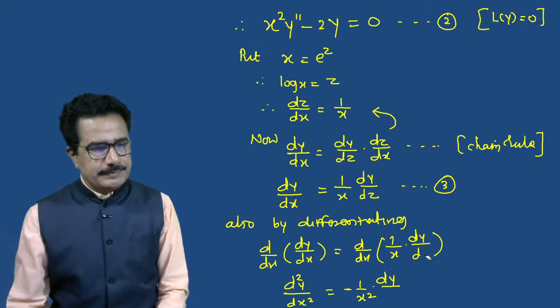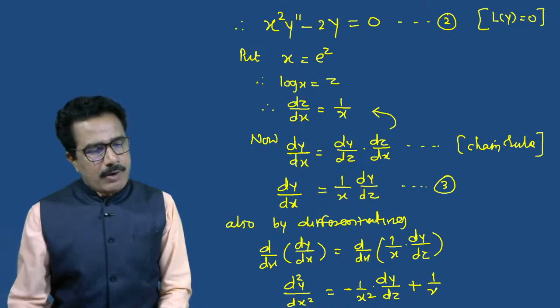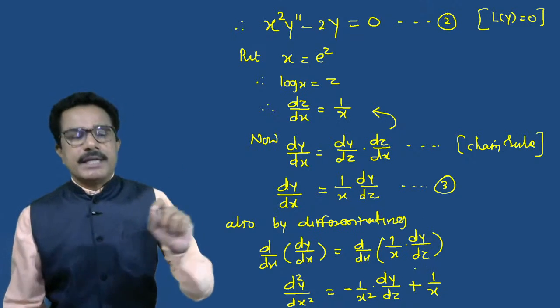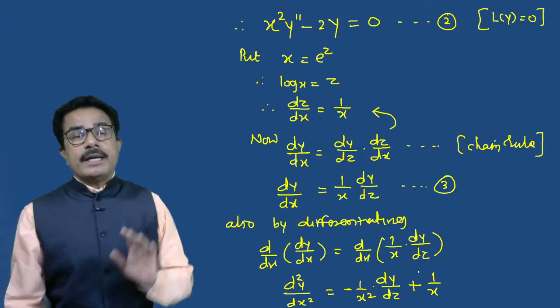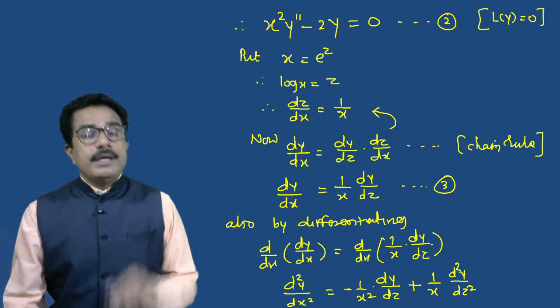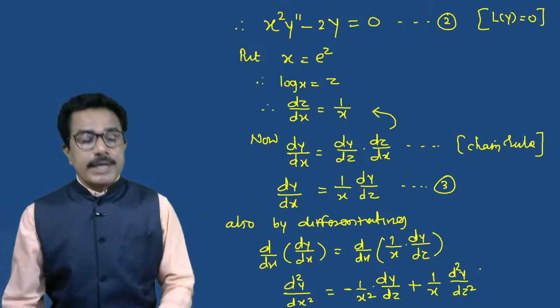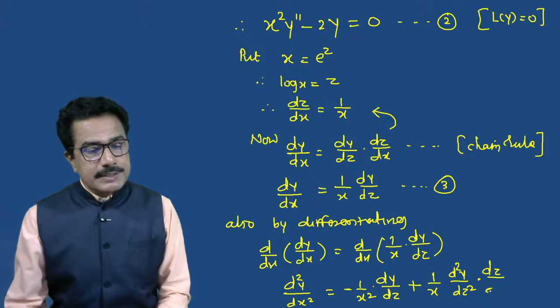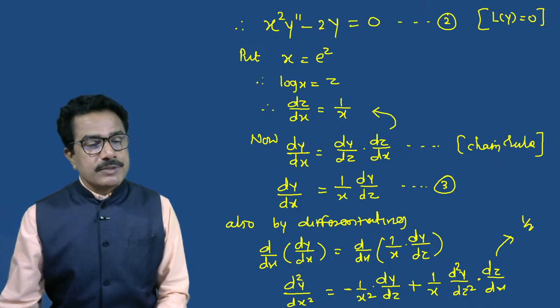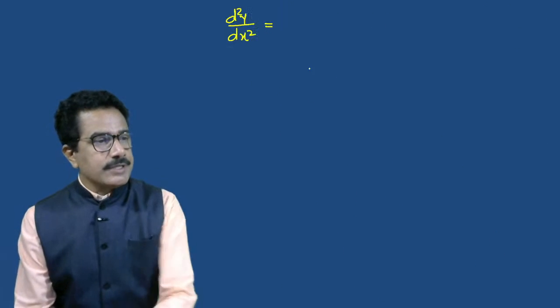dy by dz, plus first as it is 1/x, derivative of second, the derivative of dy by dz with respect to x, which is d2y by dz square. Again we have to take the derivative of z, so dz by dx, but put this value dz by dx means 1/x.